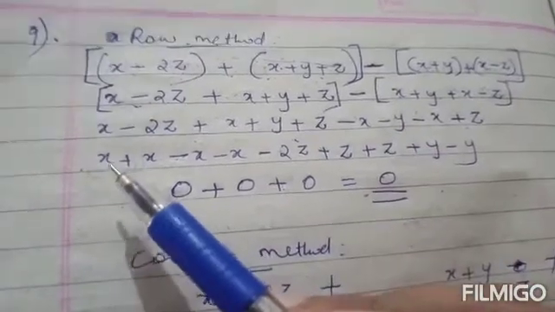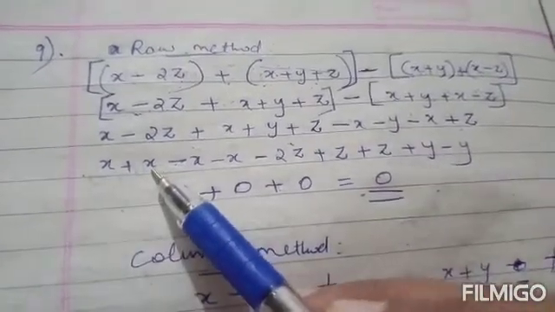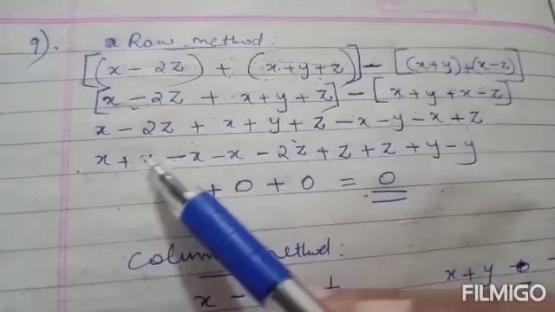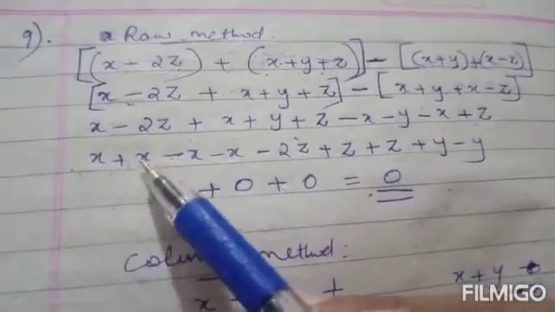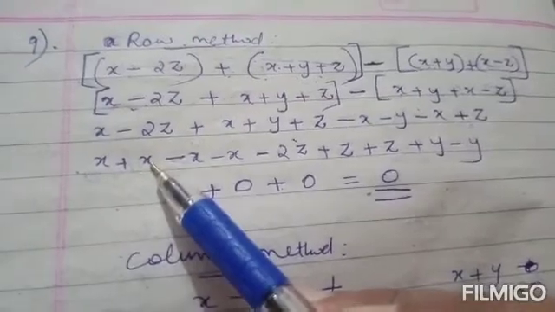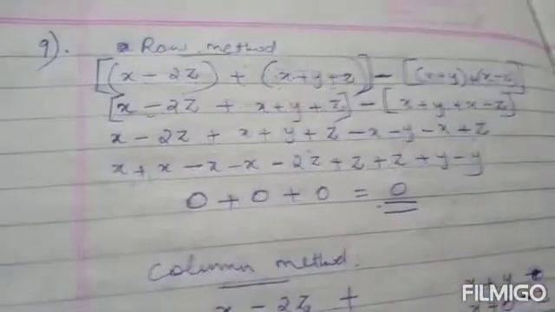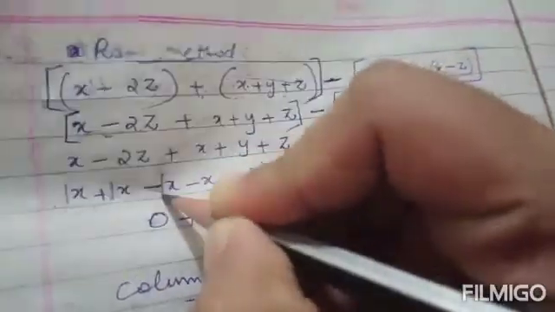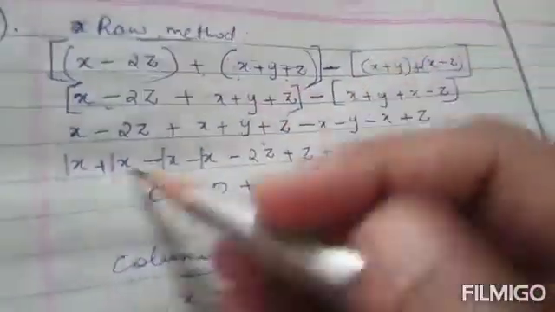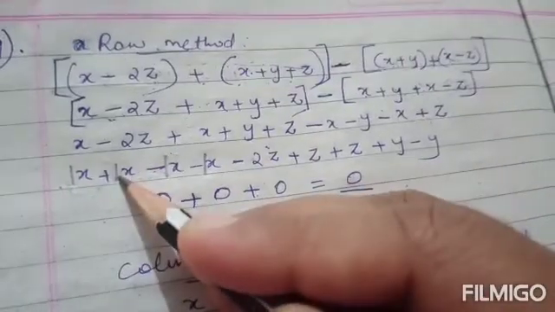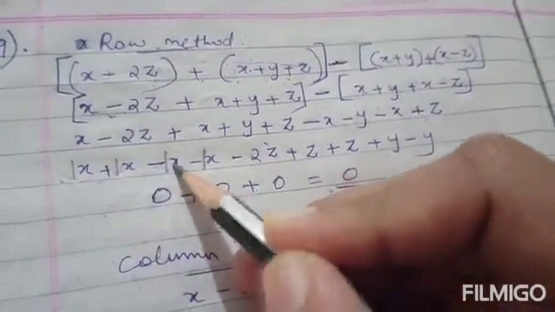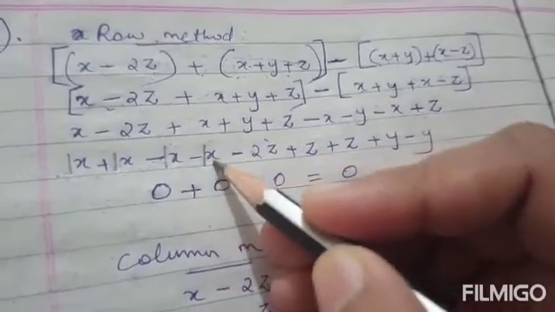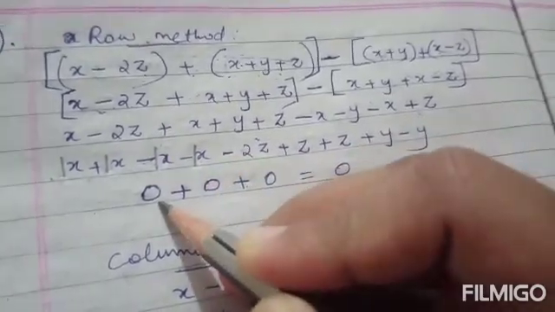Now x plus x minus x minus x. So x plus x, 1x plus 1x, it is 1 plus 1, it is 2x. So 1x plus 1x minus 1x minus 1x. 1x plus 1x is 2x. 2x minus 1x is 1x. Again 1x minus 1x, you will get 0.